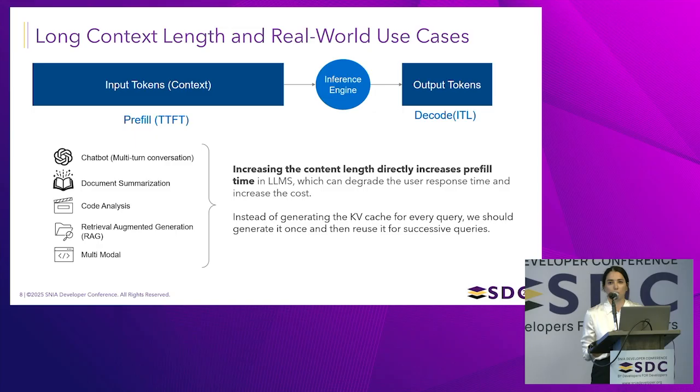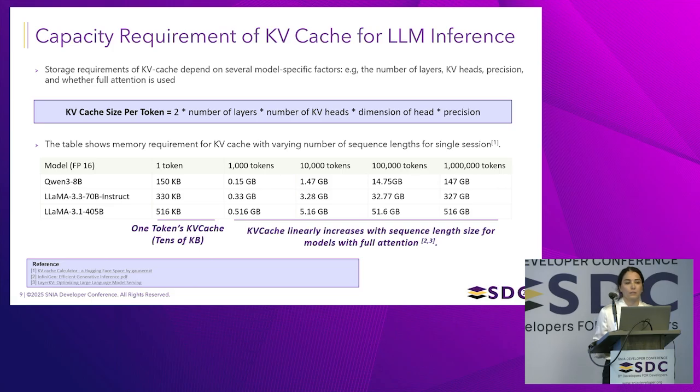Another one is document summarization. Maybe you have a bunch of papers you want to analyze and ask a question about. Code analysis: you have logs and a bunch of code that your engineer is going to look at. RAG is another use case, and multimodal, where you are dealing with high-pixel, very large input data. So especially for those use cases, there's a lot of value in caching the KV cache. Let's look at the capacity requirements of the KV cache.